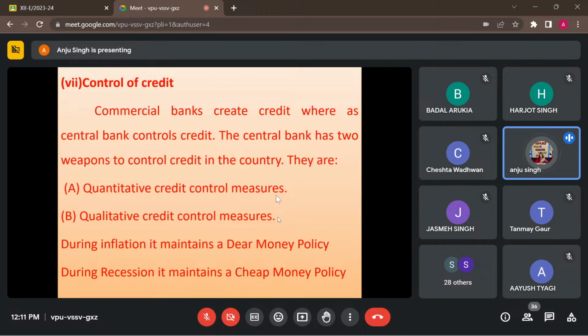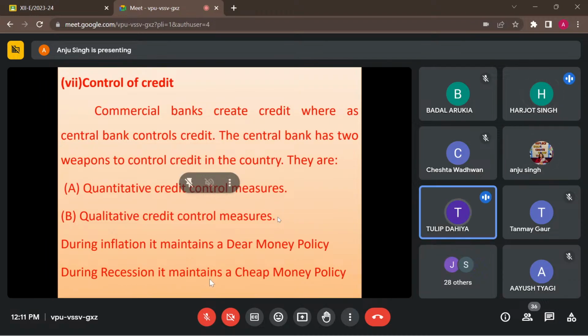Now, children, answer my question. If there is inflation in the economy and I approach the bank for a loan of 20 lakh, will the margin requirement, which was earlier 20%, be increased or reduced by the banks? Increase. Why will they increase, by the way? For discouraging more credit creation. Very good, Harjot. For discouraging more credit.